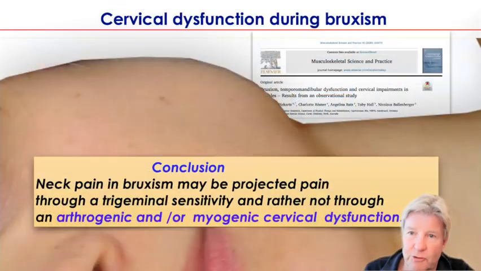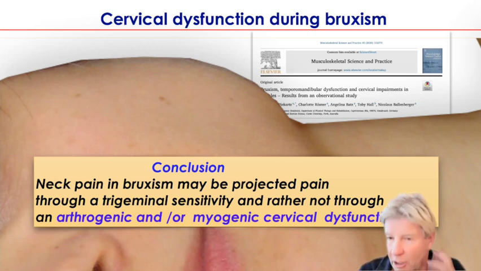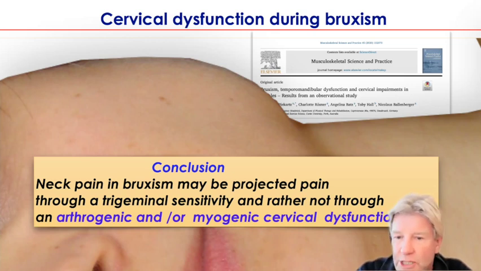So that is of course interesting, because we can conclude that neck pain in bruxism may be projected pain due to a trigeminal sensitivity, probably by the afferent information coming from the chewing muscles into the nucleus caudalis, rather than through iatrogenic and myogenic cervical dysfunction. And that is very important for us, that this pain is probably false positive for cervical tests.